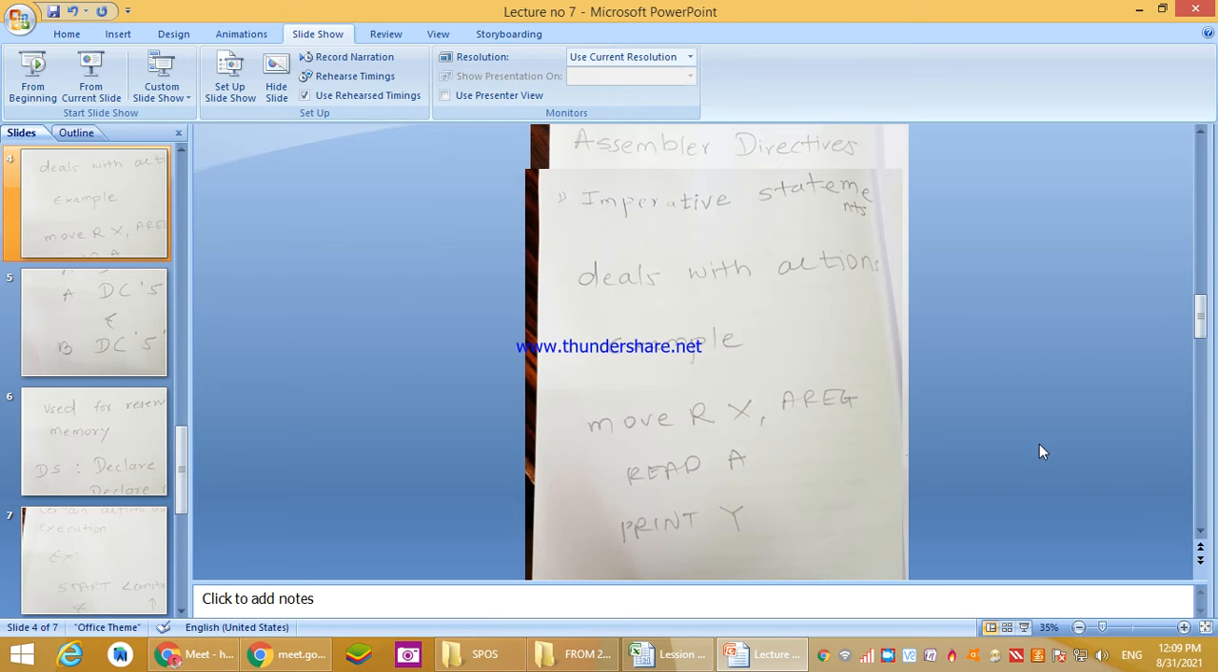Let's see, one by one, what exactly imperative statements are in the assembly programming language. Imperative statements deal with actions. Keep in mind this line: they deal with actions. Let's understand with an example.